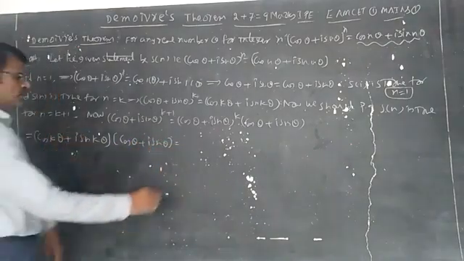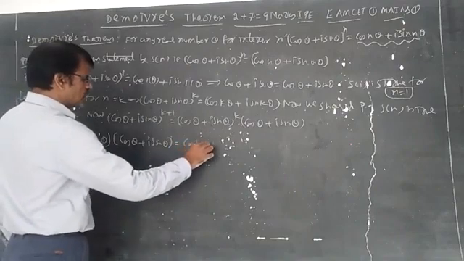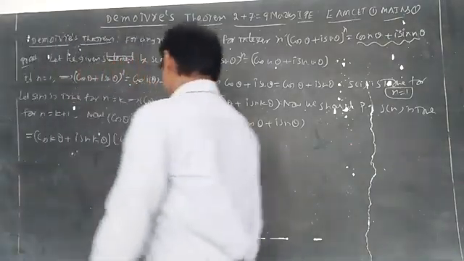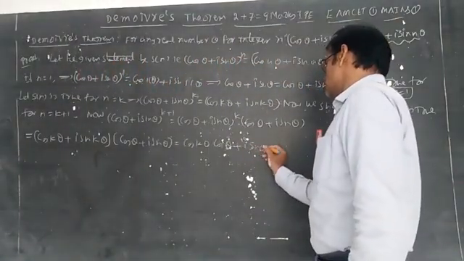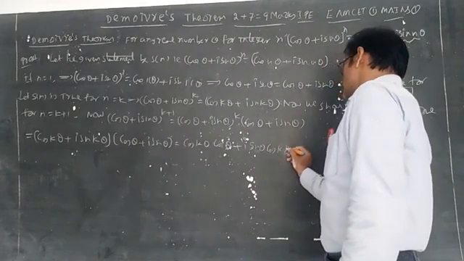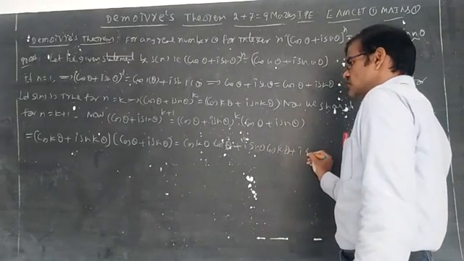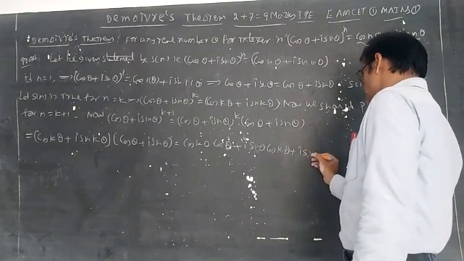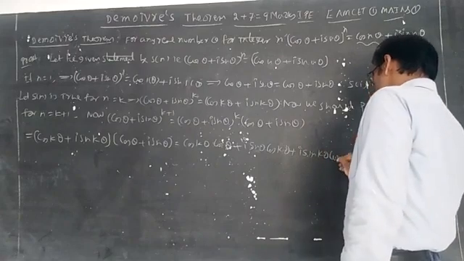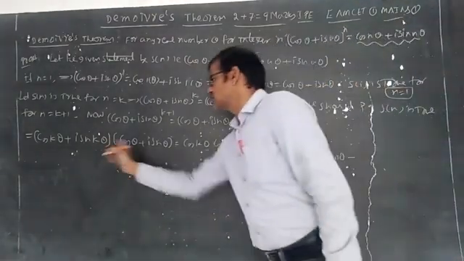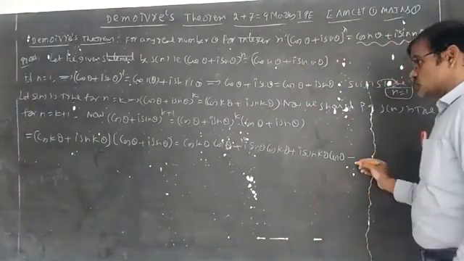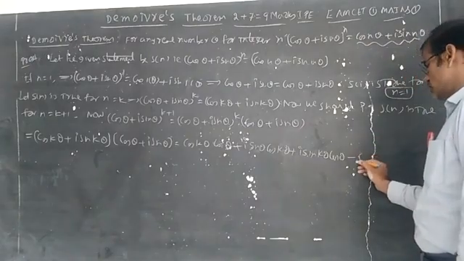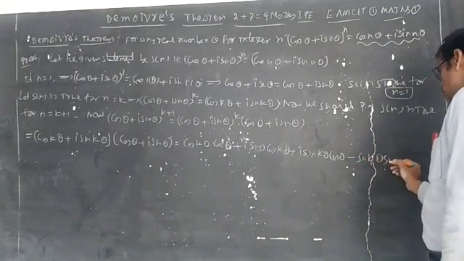That is equal to, multiplying term by term, cos k theta into cos theta, plus i into sin theta into cos k theta, plus again i into sin k theta into cos theta, plus this i into i, i square, which becomes minus 1. So minus 1 times sin k theta into sin theta.